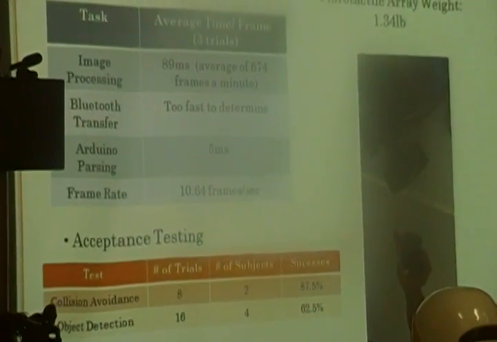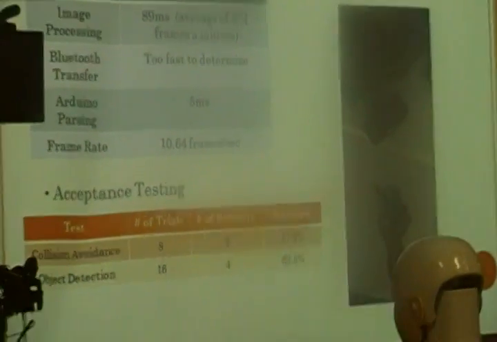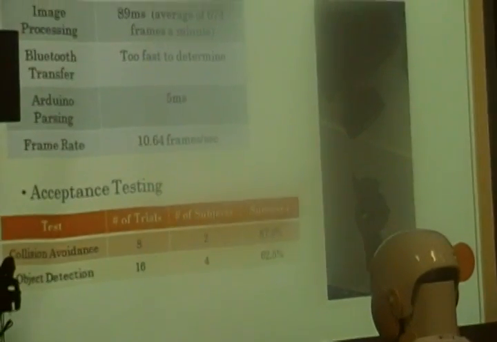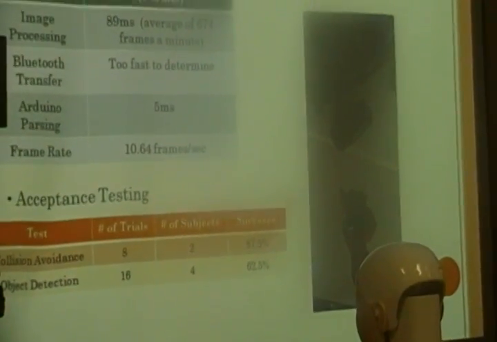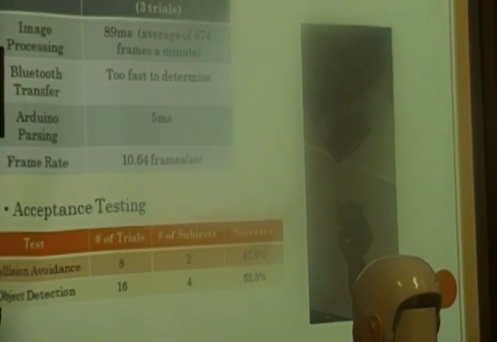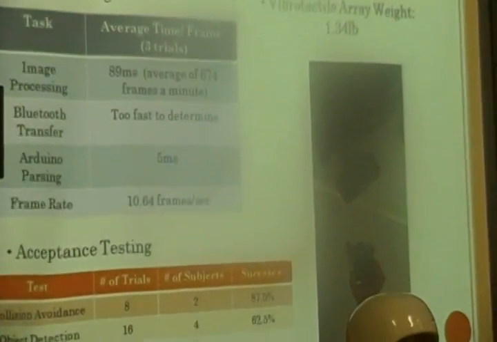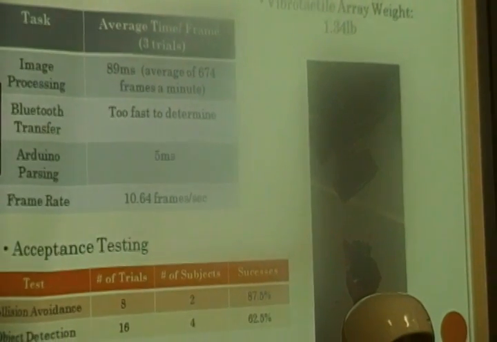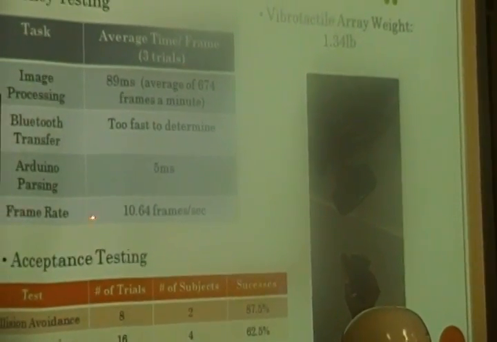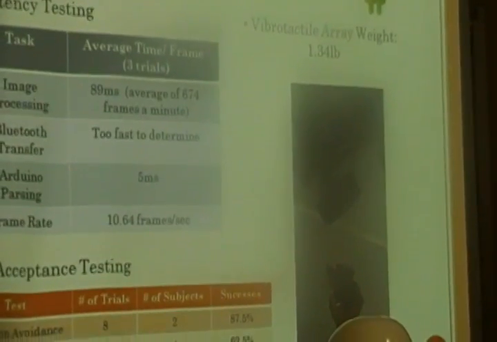Since we're using an Android phone, the image processing in the Android phone was about 89 milliseconds to send a single frame. Since we're using Bluetooth 2.1, both in the Android phone and Arduino board, with 2.1 megabytes per second, the frame rate was too fast to determine, since we're sending only 64 bytes. Arduino parsing to the 8x8 matrix was about 5 milliseconds for a single frame to be sent. So 10.64 frames per second was our frame rate.